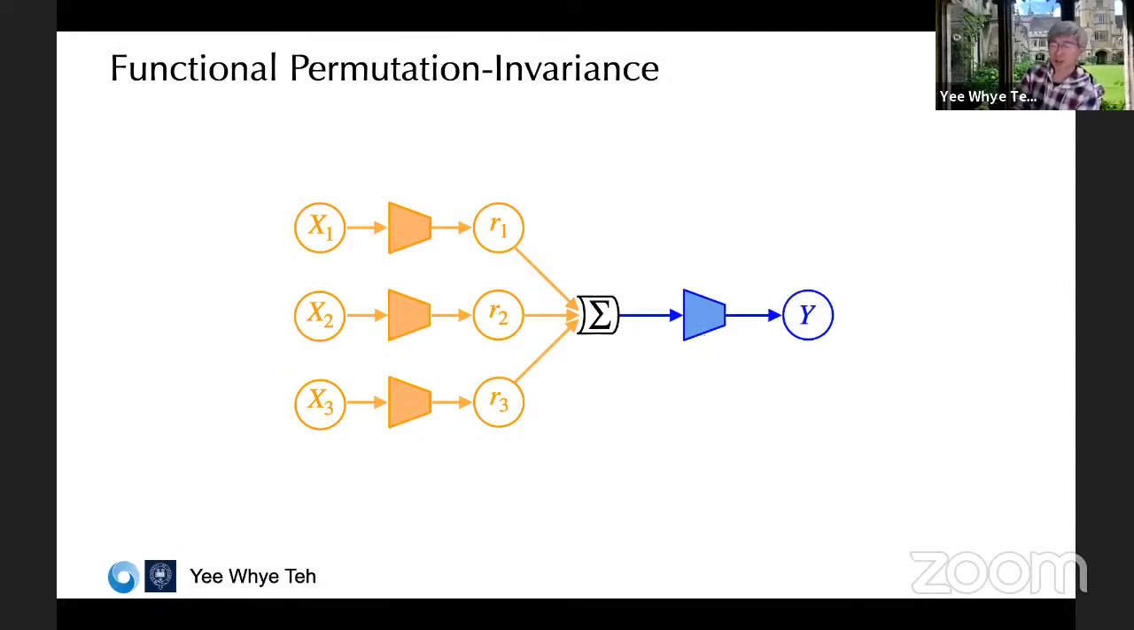And in general, if we have some y which is invariant to our input sequence, then we can write y as a function of exactly this functional form, where we take each input factor x, we pass it through some nonlinear function, producing some embedding in some potentially infinite dimensional space. We sum those up and then we pass it through another function and that gives us y. So what this says is that any permutation invariant function has to have this form.